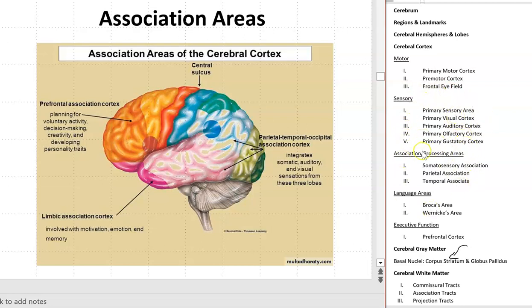Now, the association areas are the more exciting stuff, and we'll just go over this briefly. I'm only giving you 3. There's more, but the information comes in, and it has to be processed and put together. So the somatosensory association area, and that tends to be right up here in the parietal lobe, is what integrates touch so that you can identify something that you touch.